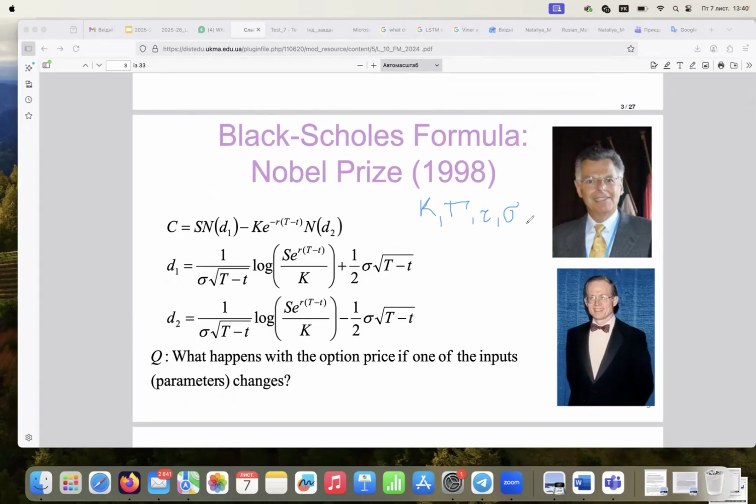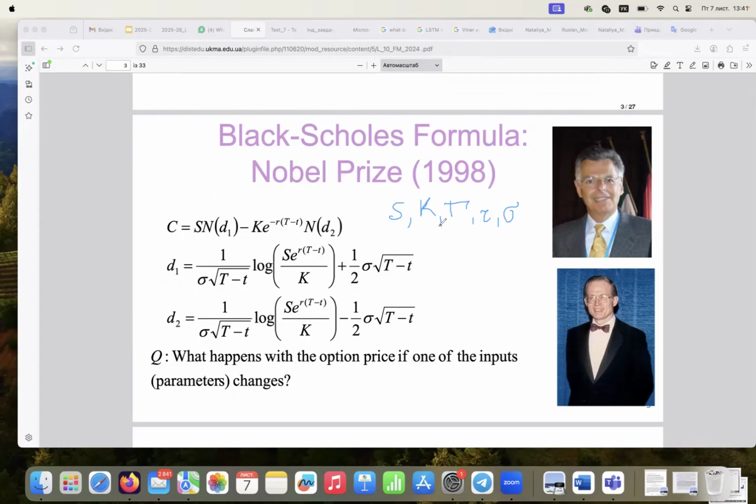Small t, maybe? No, it's not. The fifth parameter is S, the current stock price, like S zero, today's price, not the price at the time of maturity. If you would like now to buy the option, we can evaluate this price, and it's independent of the time to maturity. It could be 1 month, 2 months, 1 year, but it is for today.